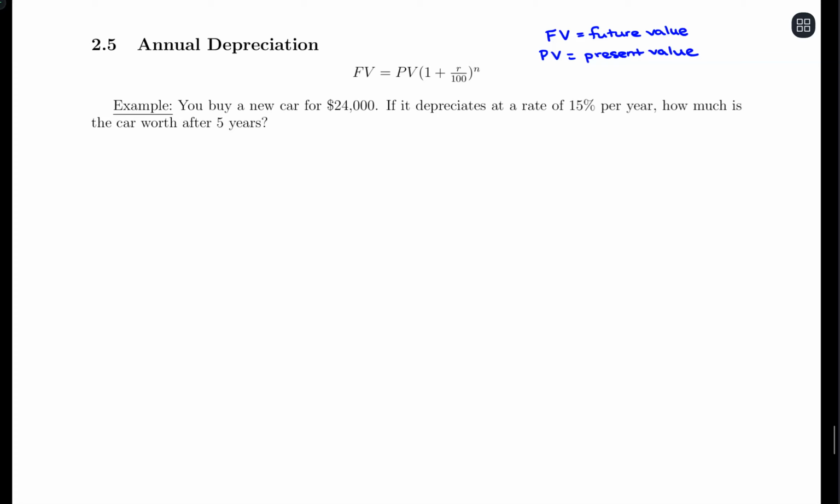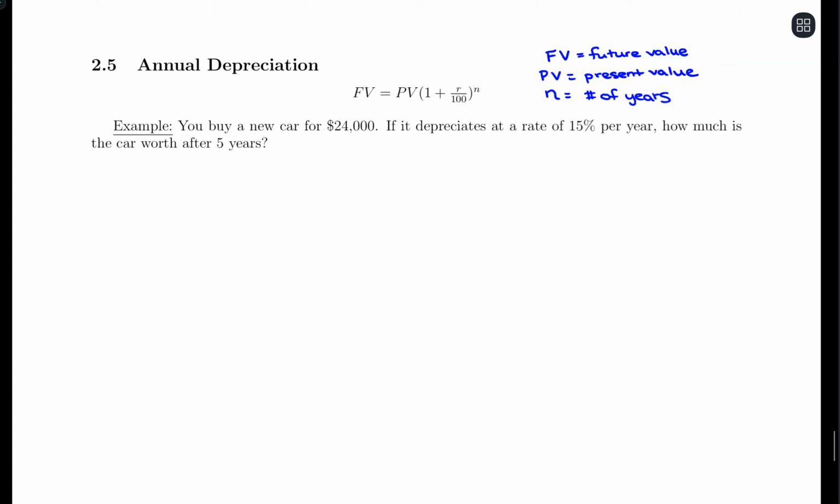In the exponent, we have lowercase n. For this formula, that is going to be the number of years that have passed. Since this is annual depreciation, n should have those units of years, since that percentage should be working per year. Then R, let's talk about R.